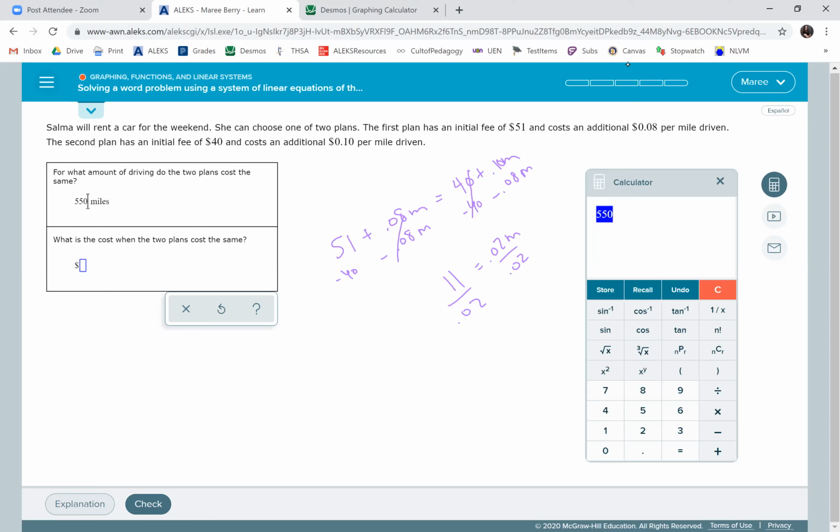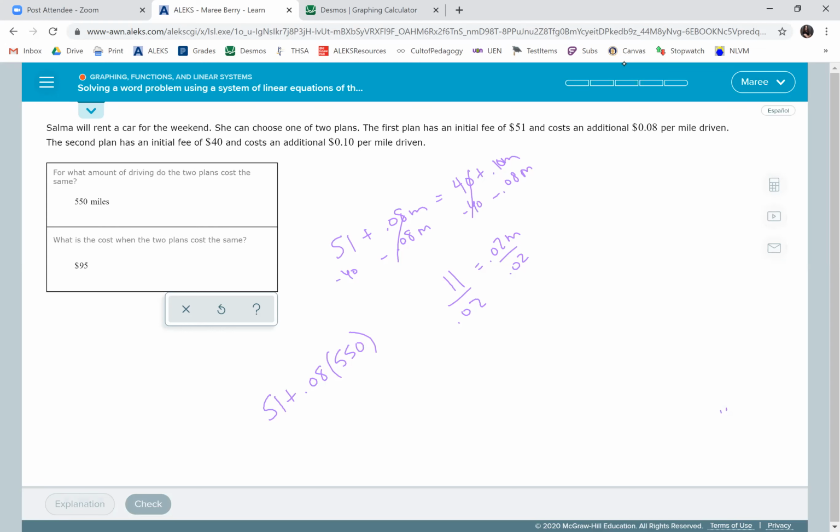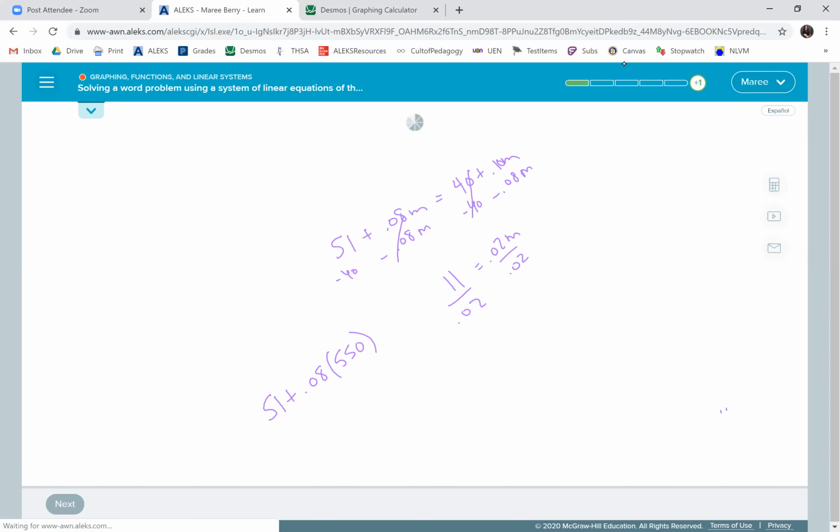We have to plug in 550 for M. So let's just use the first one. So 51 plus 0.08 times 550. Oh, I got my 550 there, so I'll just do times 0.08, and then I'm going to add 51. It's going to cost $95. And if I plug in 550 for the other one, I should get the same thing, which is actually a really good way to check if you want to.